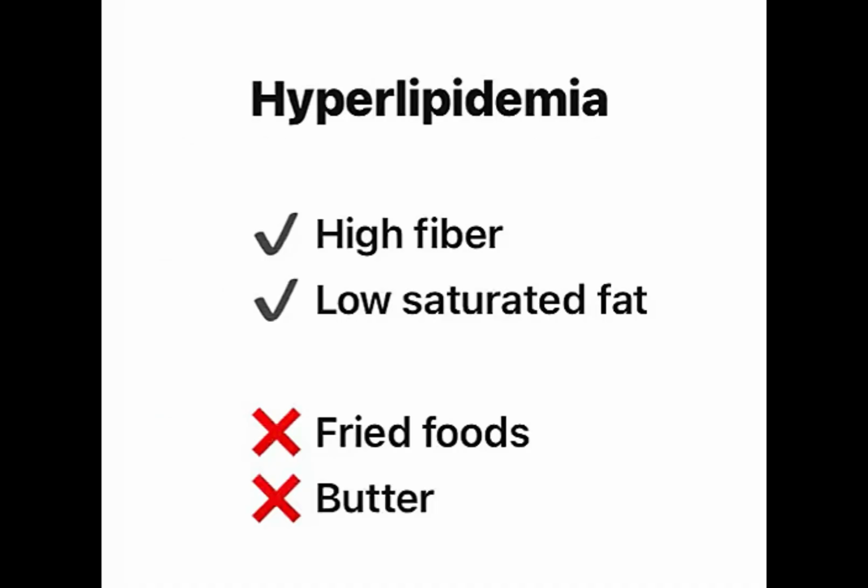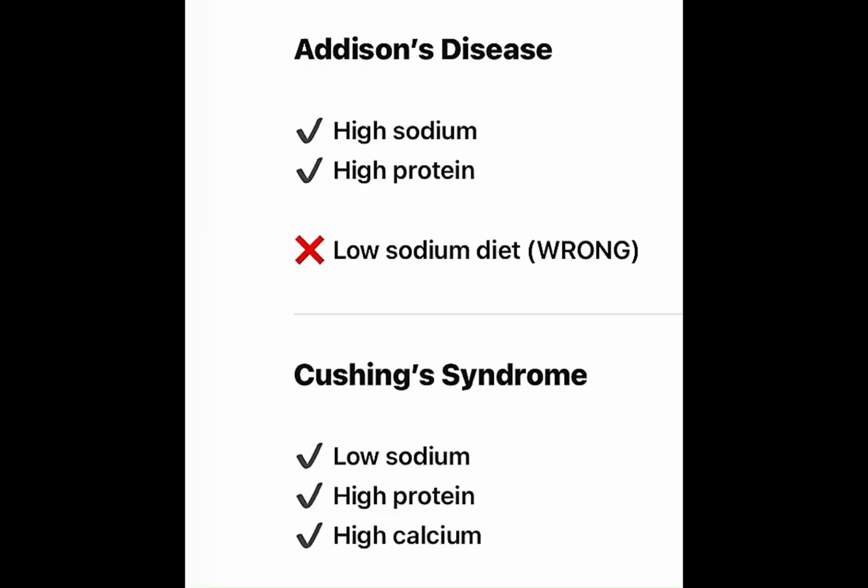In hyperlipidemia, avoid fried foods and butter and give high fiber and low saturated fat. This is very important. In Addison's disease, avoid a low sodium diet and give high sodium and high protein. And in Cushing syndrome, give a low sodium, high protein and high calcium diet.